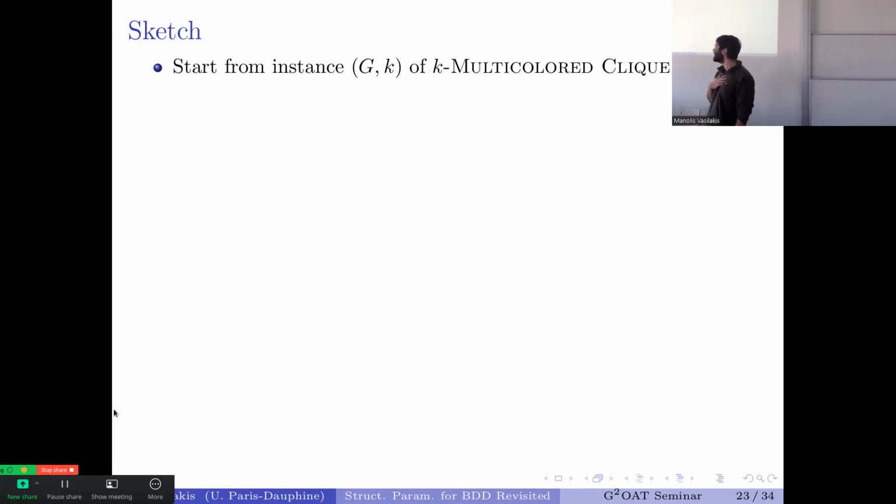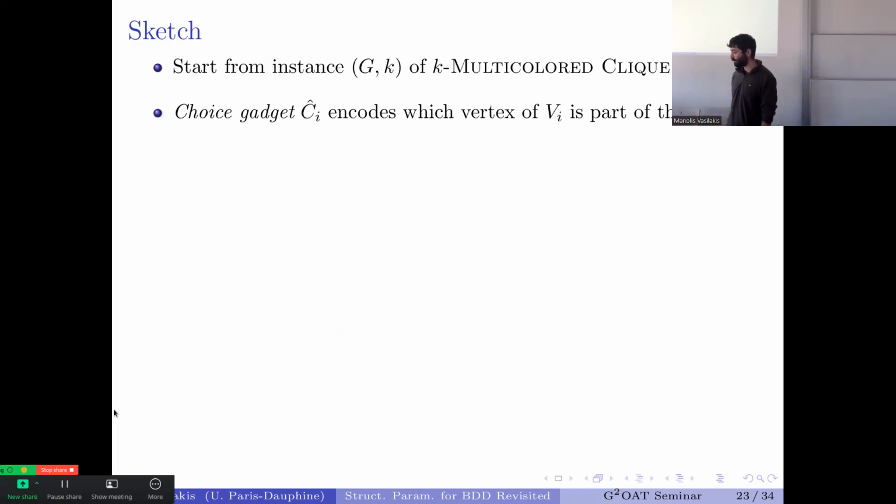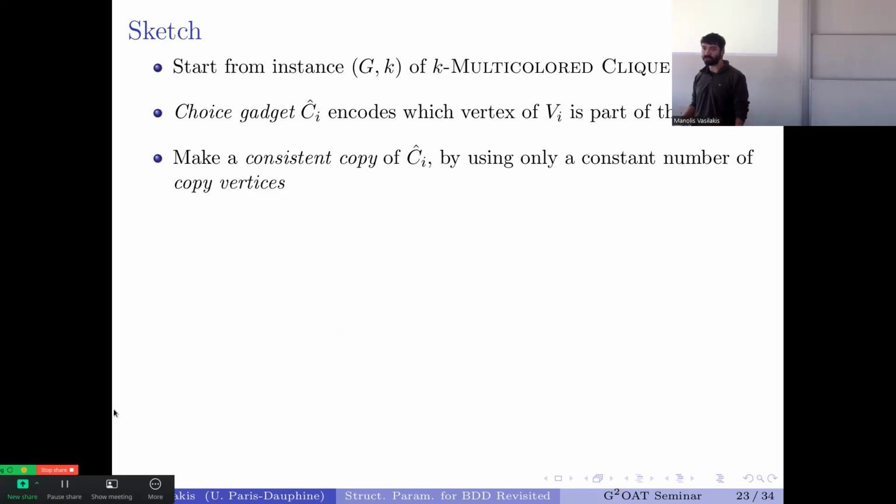Okay, so we start from an instance of k-multicolor clique, and we further assume that k is a power of 2. If it's not, we just add some independent sets and connect them with everything else. We have a choice gadget for every independent set. The independent sets will be the V_i in our k-multicolor clique, and for every such independent set we have a choice gadget, C_i, which encodes a choice of the vertex that is in the clique.